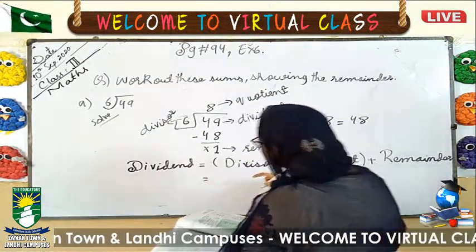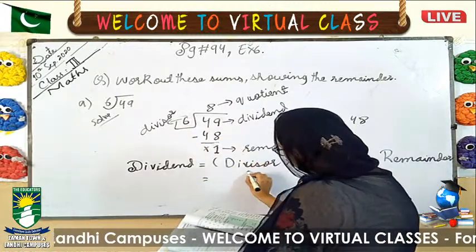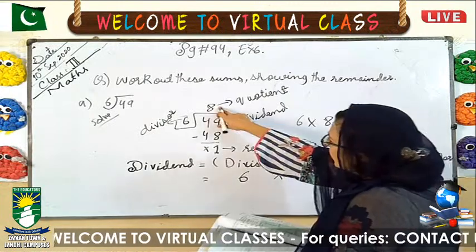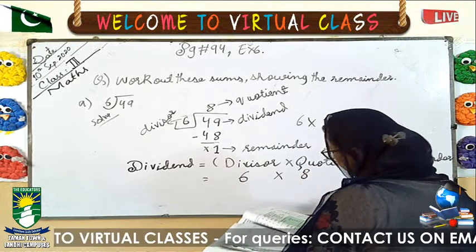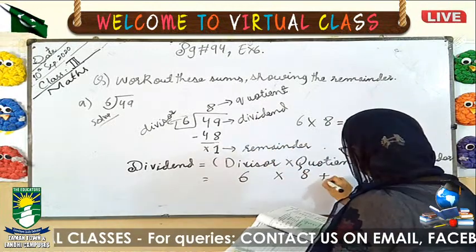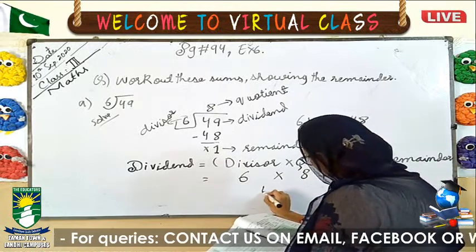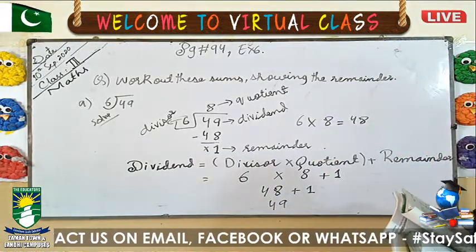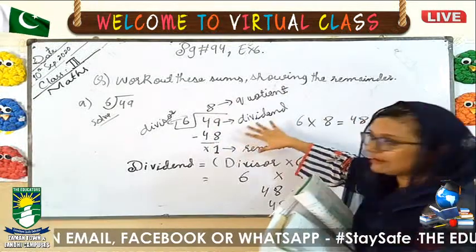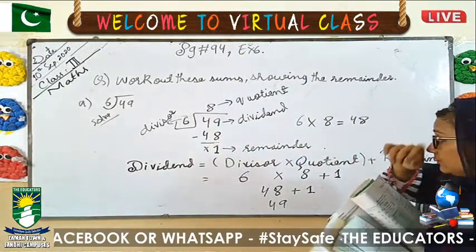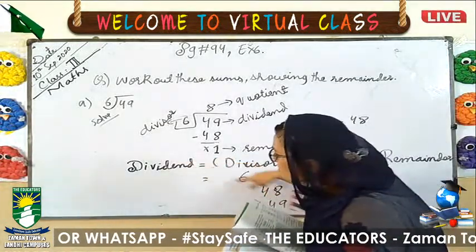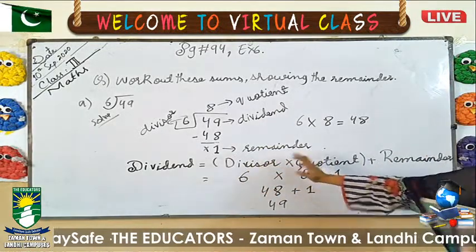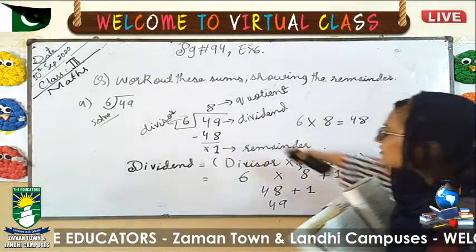Simply we know about it. Which one is the divisor in the question? This 6. So I am writing over here 6, and this is the multiply sign, and the quotient is 8, so I'm writing over here. Now the remainder is 1, so I'm writing over here. Now 6 into 8 is 48, and plus 1, so it's 49. So this shows that the division I have done is the correct division. So you can use this to know whether the answer is correct or not.